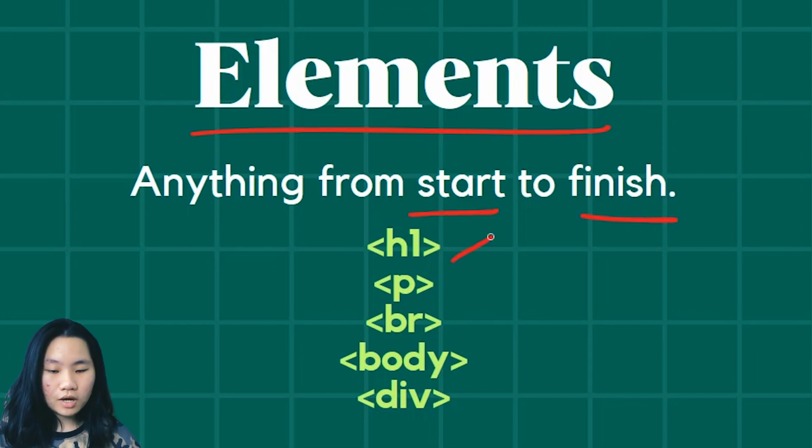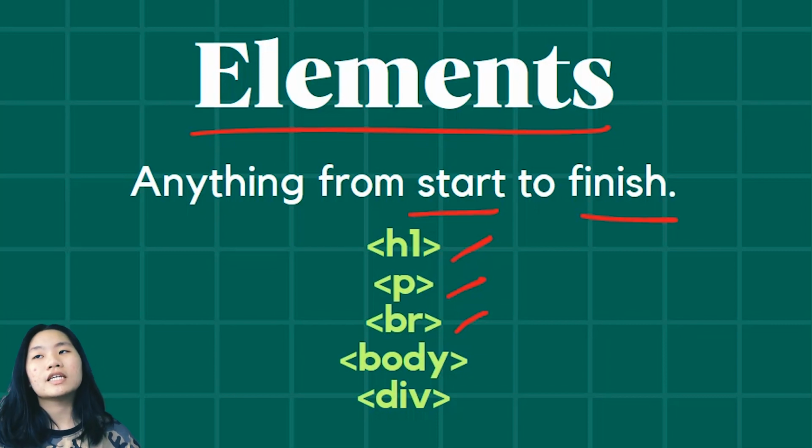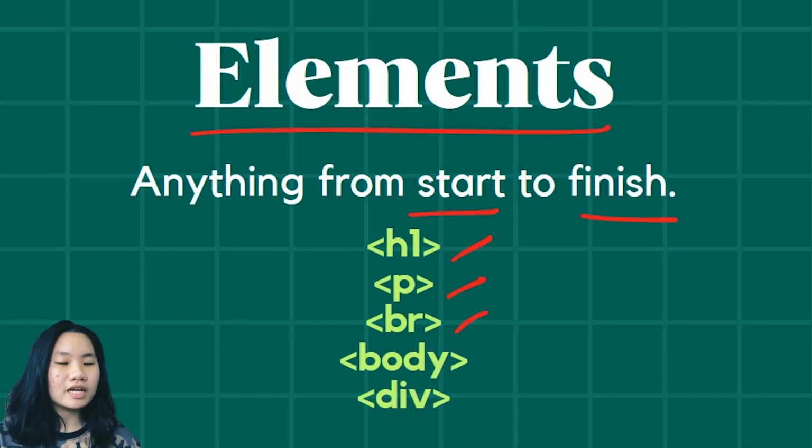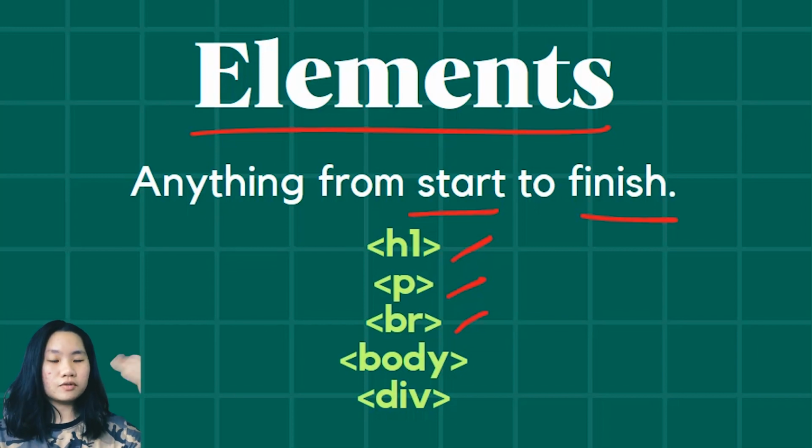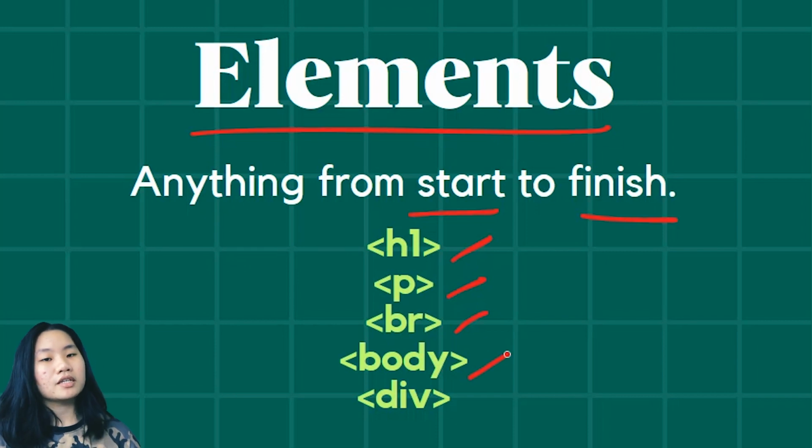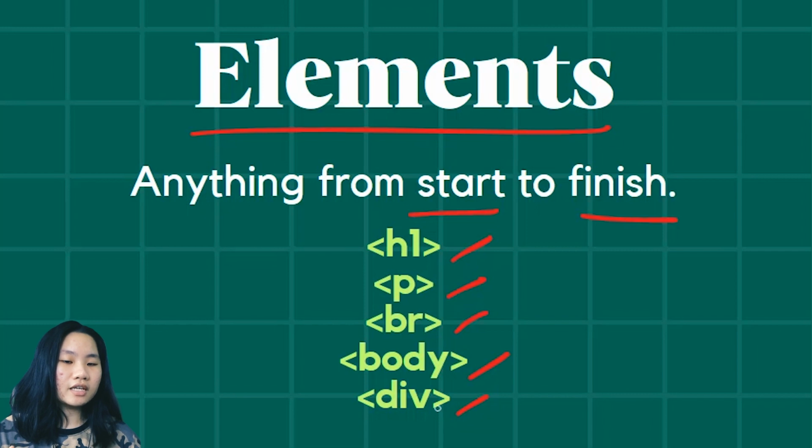For example, H1, the heading; P, paragraph; BR is a break line, an empty tag, so you don't need to have an end tag for it. You use it inside of a paragraph, like the P tag, to go to a new line as you type, because you don't want the user to see a whole chunk of text. Next is body. Body is the tag that displays everything that you want the user to see. And div, for division, just sections within a website.